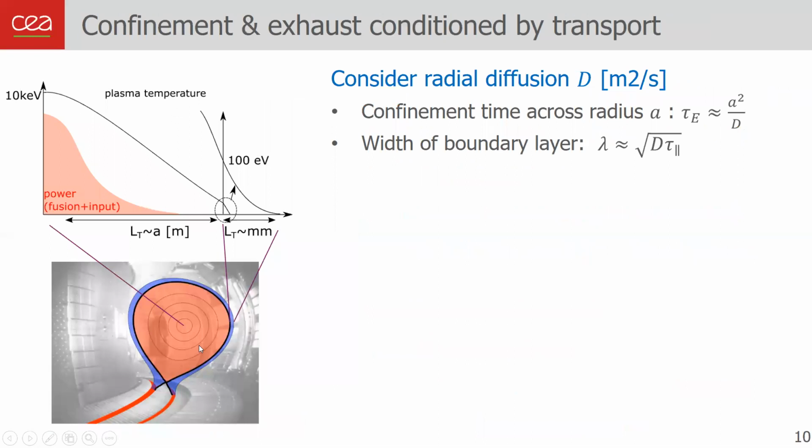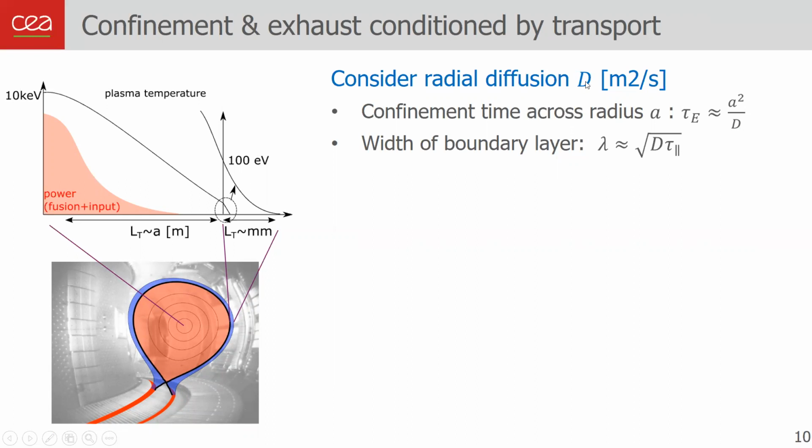So now, why do we have these very narrow regions? For instance, we can look at what's going on across the plasma radius. So we have power deposited either by fusion or in external systems, and heat is deposited, it hits the plasma, and it can simply, for instance, describe the exhaust of this heat by a radial diffusion coefficient, D.